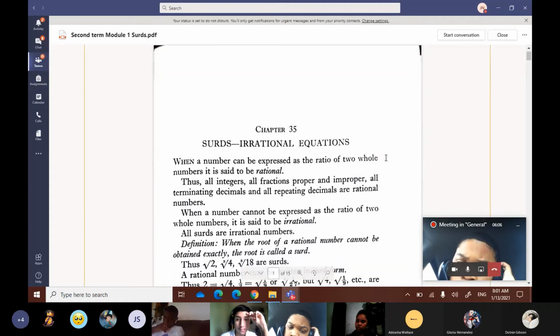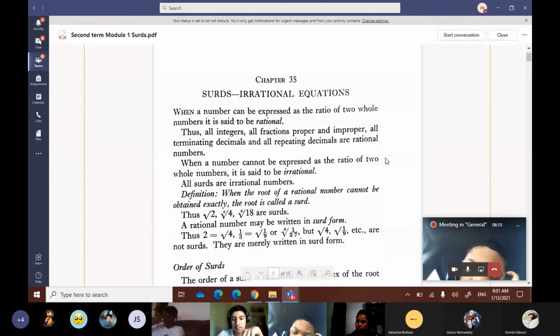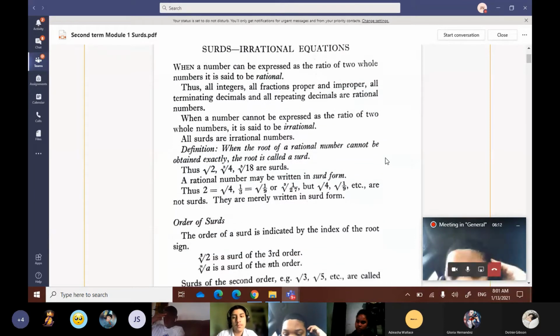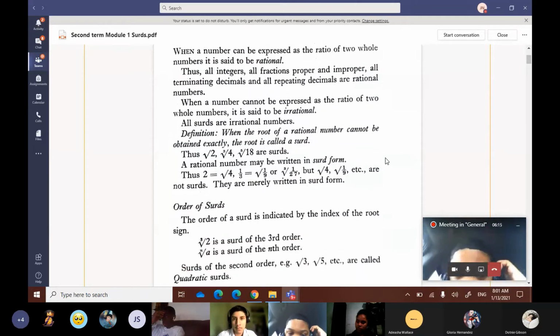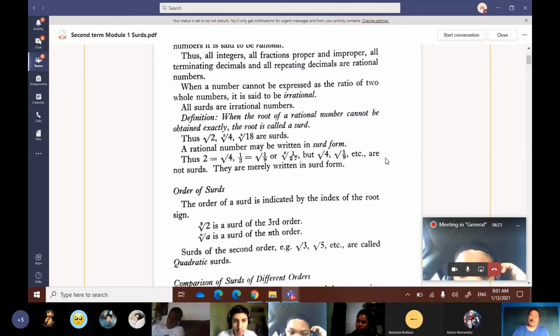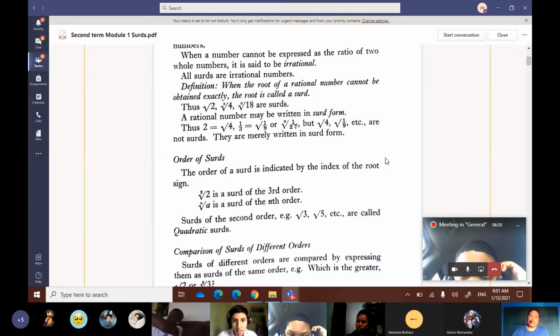Read the equation to their terms. It says when a number can be expressed as the ratio of two whole numbers, it is said to be rational. You should know this already from last year. Thus, all integers, all fractions, proper and improper, all terminating decimals, and all repeating decimals are rational.